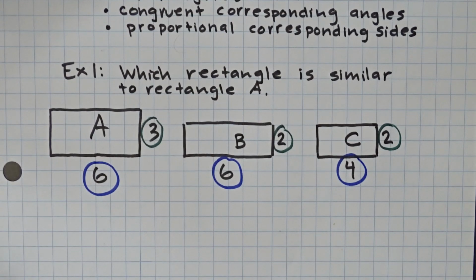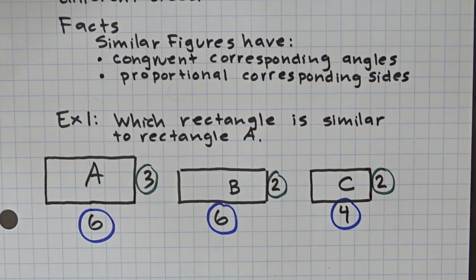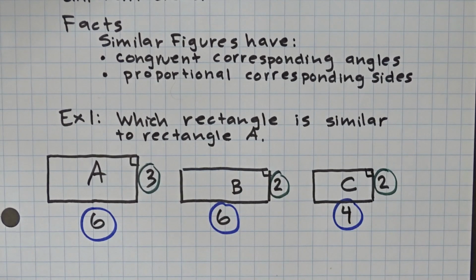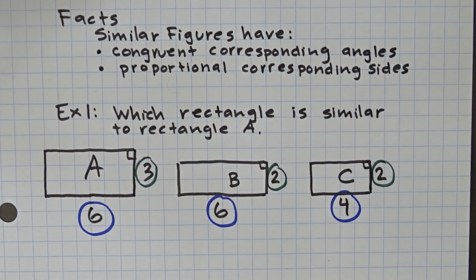So 2 things, right? The facts say that the congruent corresponding angles. Well, we know all rectangles have 90-degree angles in all 4 corners. So they do have congruent matching angles. Second thing we have to check is proportional corresponding sides. Do they have proportional corresponding sides? So we're going to build proportions to double check that.